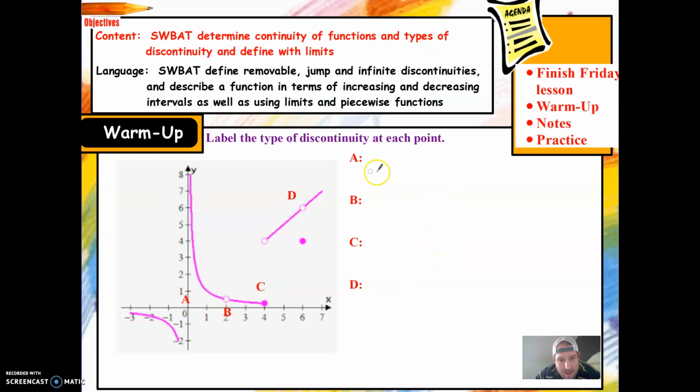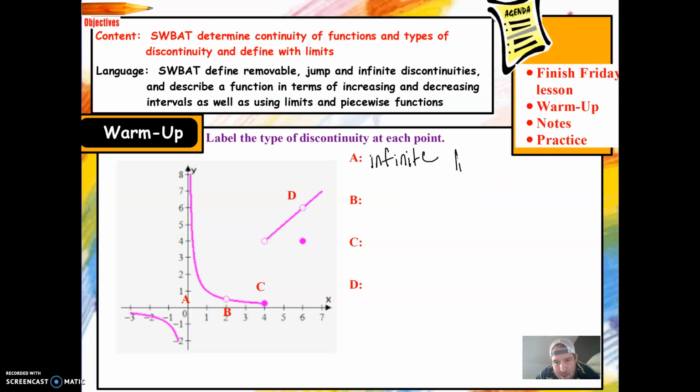A is an infinite discontinuity, and the reason I know that is because from the left-hand side it's going down towards negative infinity, and from the right-hand side it's going up towards infinity. So the limit of f of x as x is approaching 0: as x is approaching 0 from the right-hand side, it's going towards positive infinity, and if it's coming in from the left-hand side, it's going towards negative infinity.